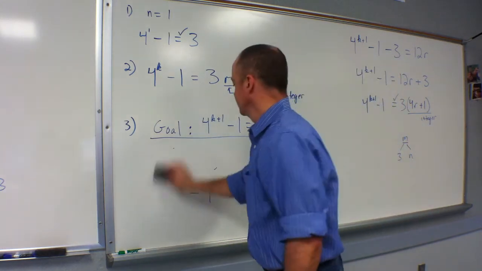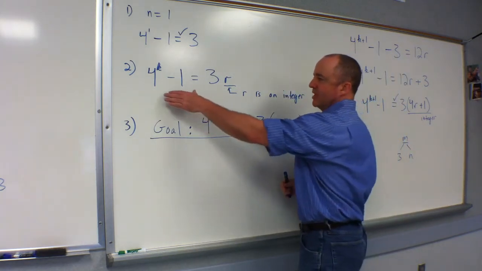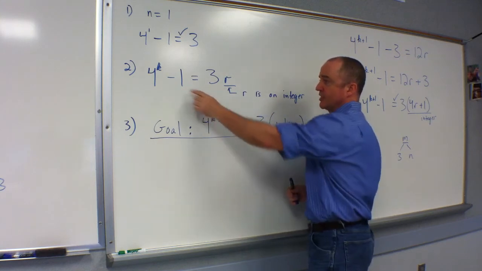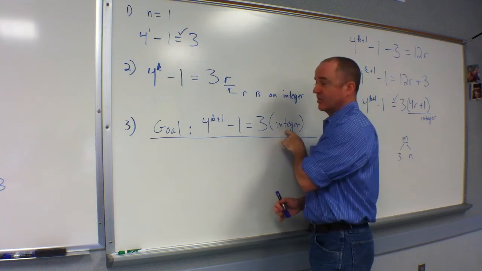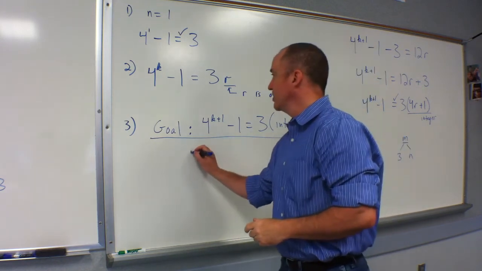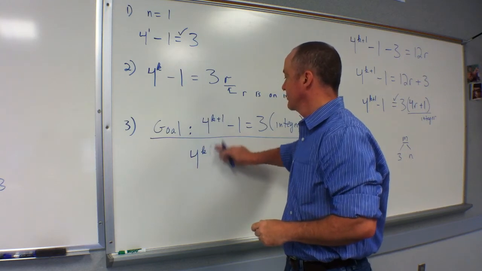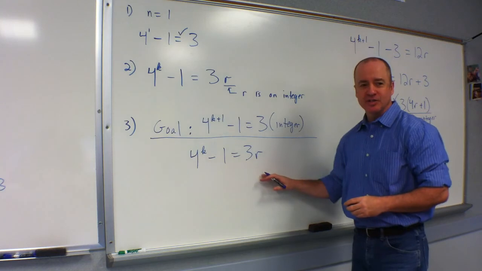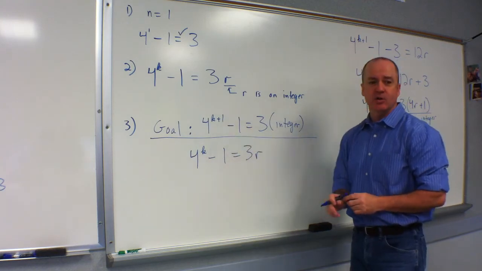Okay, let me redo these steps real quick. Here was my assumption. Here's my goal, which is to prove that if I just add 1 to this exponent, I'm still going to get 3 times some integer. Once you know what your goal is, what I should have done is rewrite your assumption from step 2, and rewrite it correctly. And then you look at your assumption and say, how can I get to my goal?